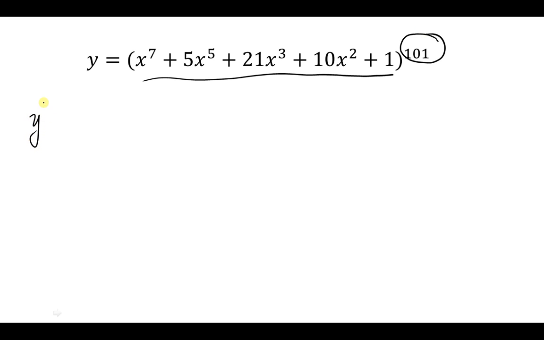The derivative is going to be equal to the power, and we're going to treat the inner polynomial u as if it were plain old x, and just write it down.